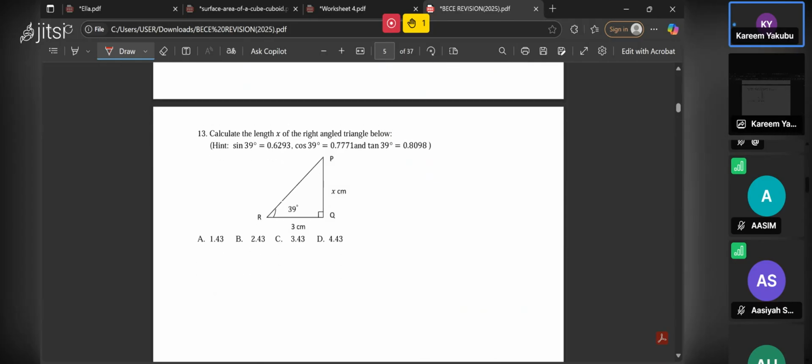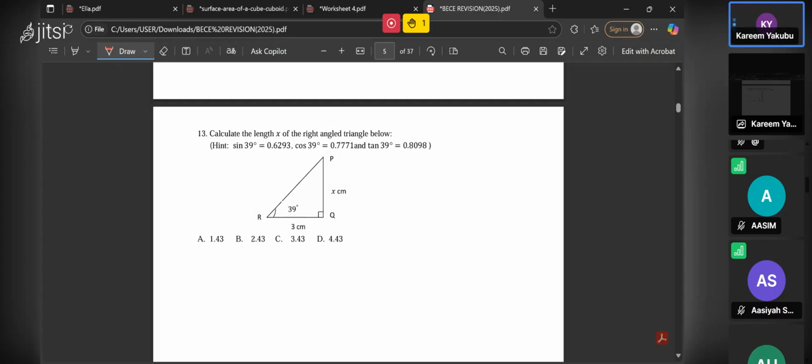Question 13: calculate the length x of the right angle triangle below. Good, you have been given hints, so there's no need to check your calculator or look up a figure table. Sine 39 degrees is this, cos 39 degrees is this, and tan 39 degrees is this. Now we are looking for the value of x. The first thing you should do is label the sides. You label all the sides.